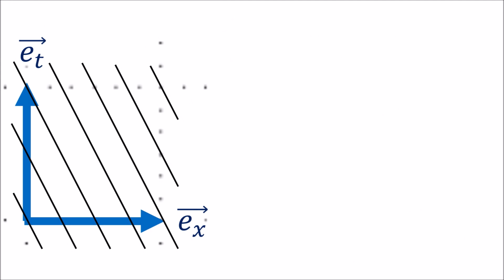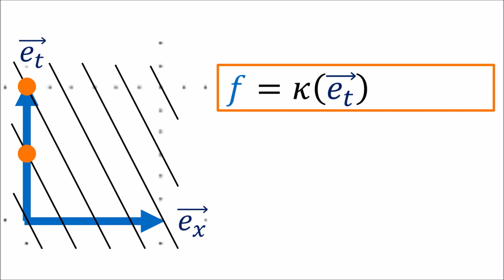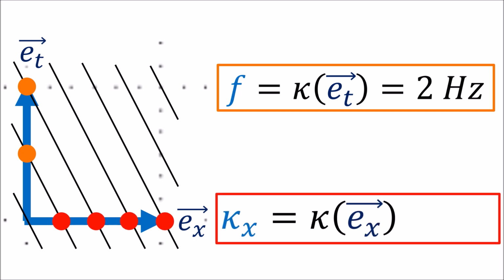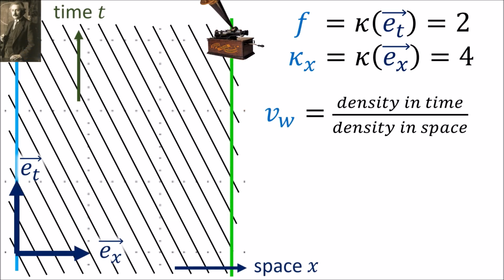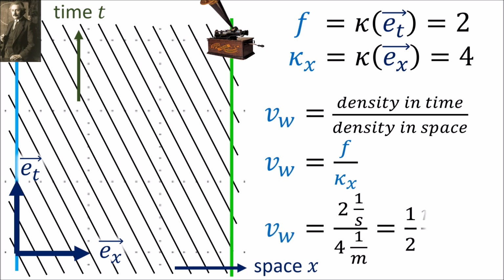We see that the time basis vector pierces 1, 2 stacks, so this wave's frequency is 2. And the space basis vector pierces 1, 2, 3, 4 stacks, so the wave's wave number is 4. The wave's speed is just frequency over wave number, which is 2 over 4, or 1/2 meters per second. This is all according to Einstein.